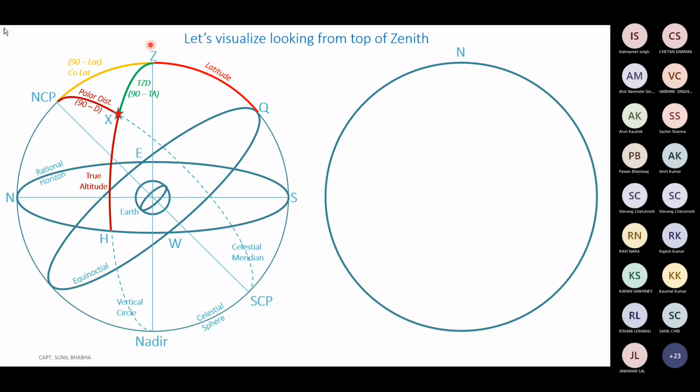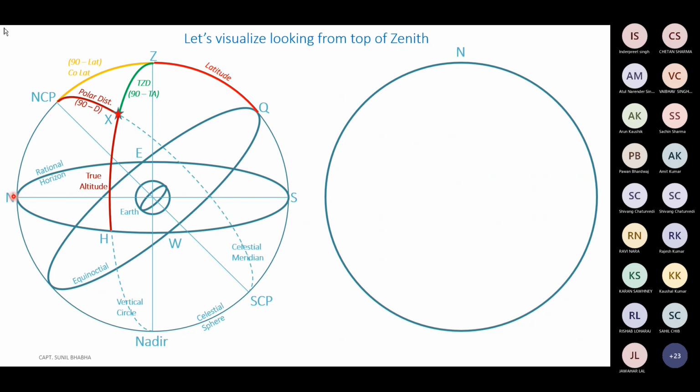Now, when you are looking from top, you see this was the north point. The circle which we have made on the right-hand side is basically the rational horizon of the observer. When you are looking from the top, the circumference of the celestial sphere will be the rational horizon of the observer. Anything which is below the rational horizon will not be visible to us. It will go on the far side of the celestial sphere. We will only be able to see what is on top of the rational horizon.